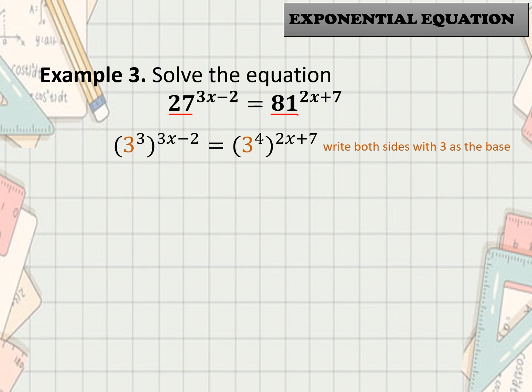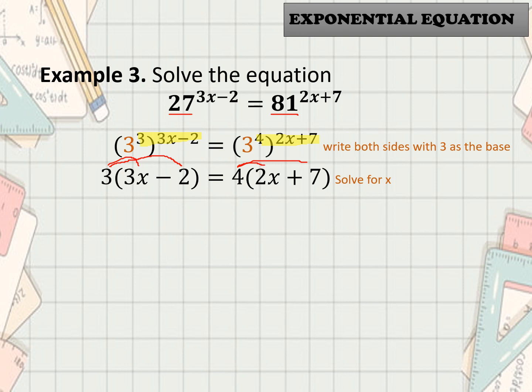Okay, so kapag same base na sila, ang kukunin mo ngayon is yung mga exponent. So, si 3 multiply kay 3x minus 2. Then, si 4 multiply natin kay 2x plus 7. So, bring down natin yung lahat. So, magiging 3 times 3x minus 2, distribute lang ito, tsaka itong si 4 kay 2x plus 7. So, distribute lang yan. Ang magiging answer doon is 9x minus 6 equals 8x plus 28.